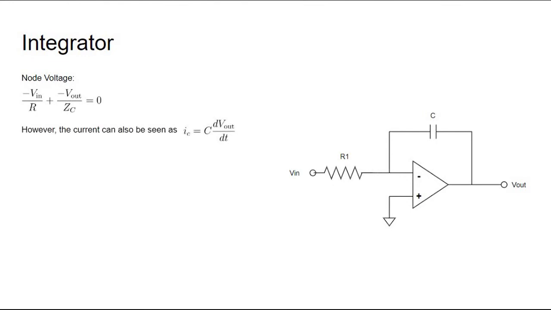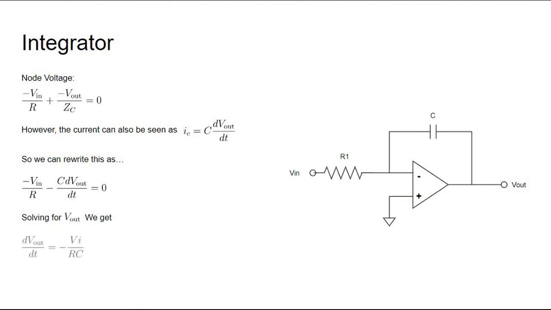We can again rewrite the current going through the capacitor as capacitance times the derivative of V out. So we can rewrite this as negative V in over R minus C times the derivative of V out is equal to 0. Solving for V out, we get the derivative of V out is equal to negative V in over RC.